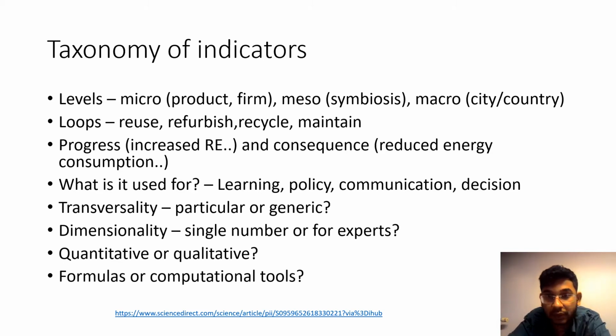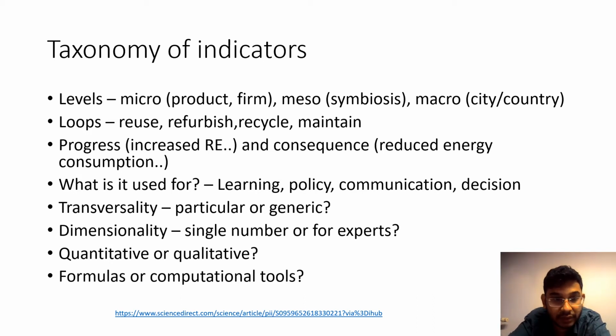And the next point comes about transversality. What does that mean? Is it an indicator that's developed for a very particular aspect of circular economy? Let's say there are particular indicators that are developed for the construction industry. So those things cannot be obviously applied for, let's say, a printer or a mobile phone or whatever, right? Is it an indicator that is particular, or is it an indicator that is generic, can be used by everybody or for every aspect of circular economy?